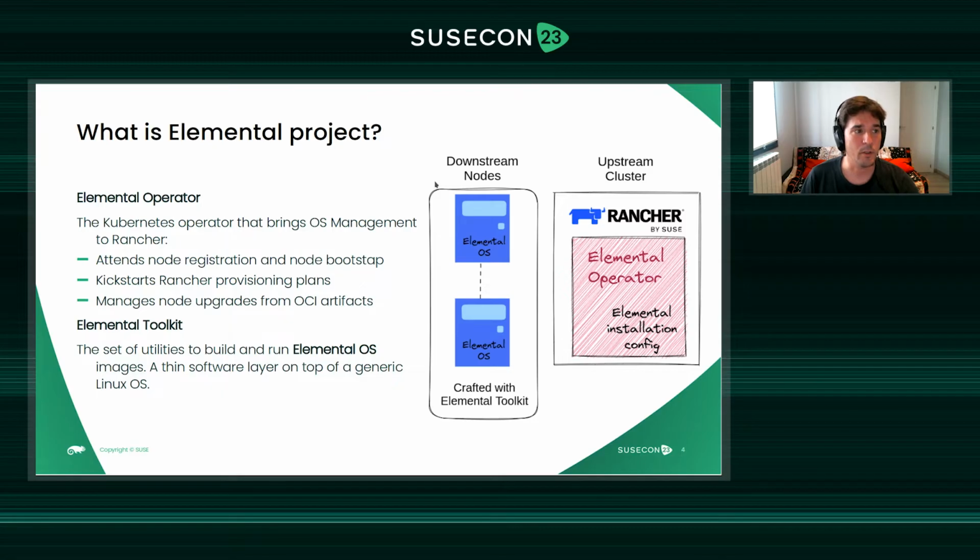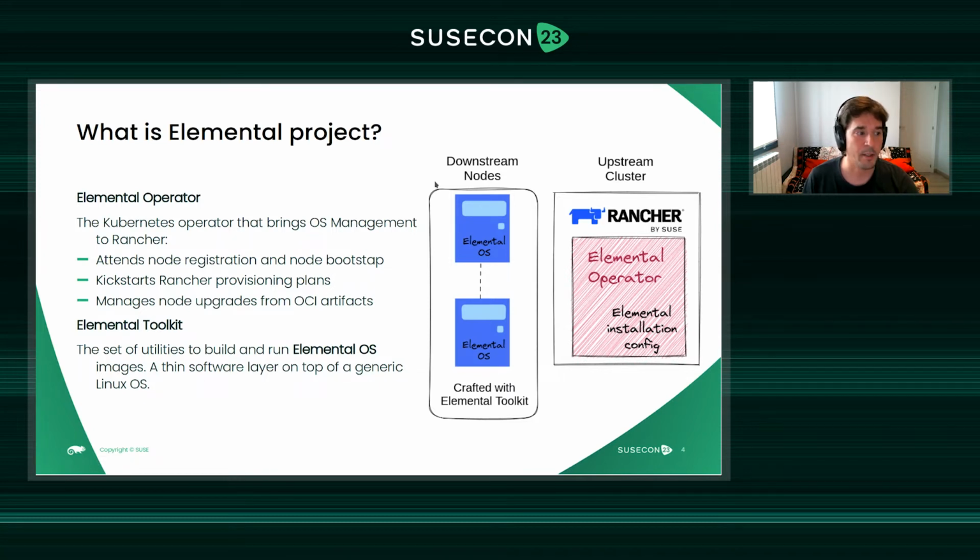So let's have a look at the Elemental project components. The Elemental project can be mostly divided into two different areas. There is the Elemental operator, which is the Kubernetes operator that brings OS management to Rancher. It is responsible for node registration and node bootstrap. It's also responsible for kickstarting Rancher provisioning plans, and it also orchestrates node upgrades from OCI artifacts. So basically, all the Kubernetes logic is part of the Elemental operator, which is in turn a Kubernetes controller.